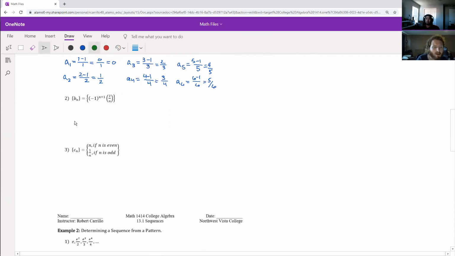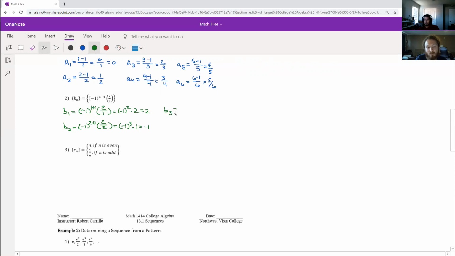All right, number 2, we got b sub n. So b sub 1, again, treating this like f of x, plugging in for every x, right? We're going to plug in for every n. This will be -1 to the 1 plus 1 power times 2 divided by 1. So that's negative 1 squared times 2. Negative 1 times negative 1 is just 1. So this is 2. B sub 2 is going to be equal to negative 1 to the 2 plus 1 power times 2 divided by 2. This would be negative 1 cubed times 1. So this is negative 1.